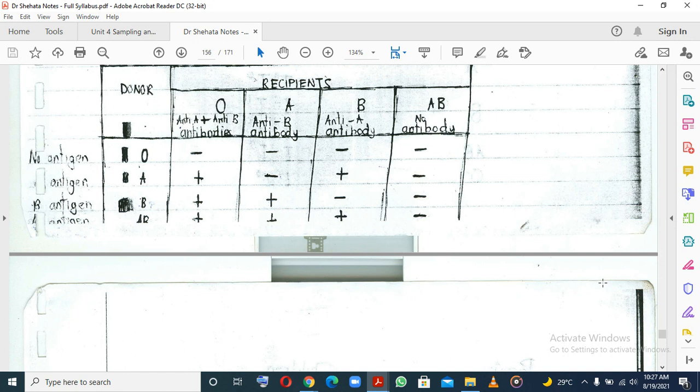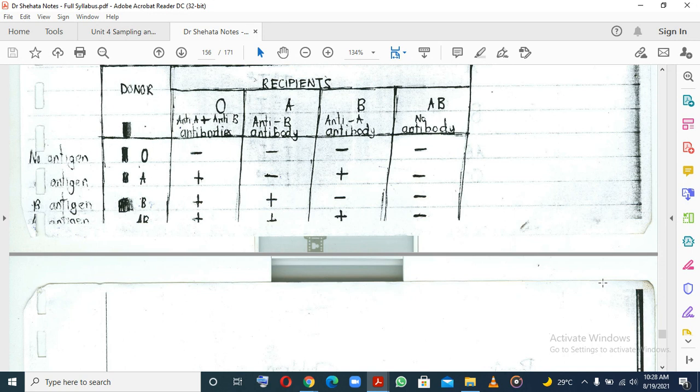Then if your blood is A, this means your red blood cells have the A antigen on them, so you're going to have the anti-B antibody. You can't have the anti-A antibody, or you would kill yourself. So someone with blood group A is going to have an anti-B antibody. That makes sense, right? The same for someone with blood group B. It means their red blood cells have the B antigen on them, so they can't have the anti-B antibody because they would kill themselves. So these people are going to have the anti-A antibody.